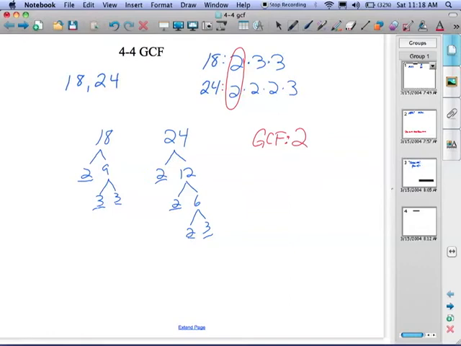Do they have anything else in common? They have a pair of 3's in common. So the greatest common factor is the answer to the multiplication of the pairs of prime factors they have in common. So they have a pair of 2's in common and a pair of 3's in common. So we're going to take that 2 and that 3 that they have in common, multiply them together, and you find that the greatest common factor is 6. This is what your work should look like for finding the greatest common factor. I recognize there are other ways to do this, but this is the way that I want you to do it here today.